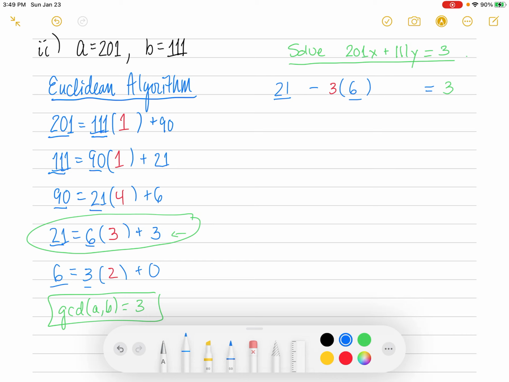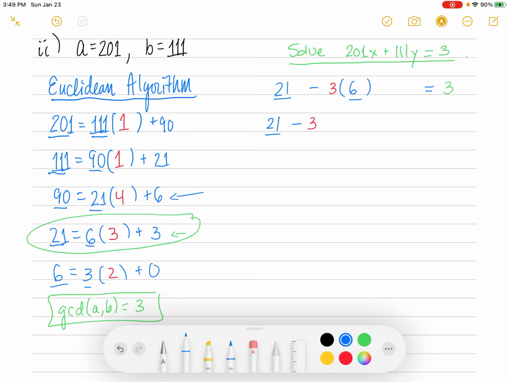So now I look at my underlined numbers, 21 and 6. I look at the smaller number, 6, and see, is that one of my original A or B numbers? No. A and B are 201 and 111, so we're not there yet. So we're going to go to our next equation up from the last one we used. That's going to be the equation with the 6 remainder on the end. And we're going to replace our underlined 6 with 90 minus 21 times 4.